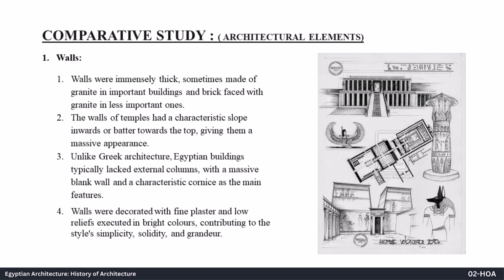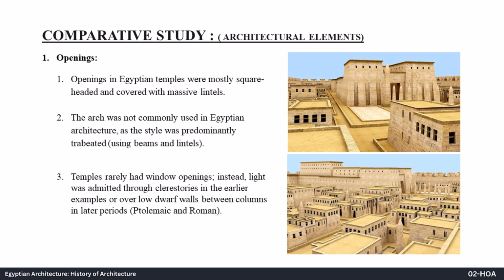Walls. Walls were immensely thick, sometimes made of granite in important buildings and brick faced with granite in less important ones. The walls of temples had a characteristic slope inwards, or batter, towards the top, giving them a massive appearance. Unlike Greek architecture, Egyptian buildings typically lacked external columns, with a massive blank wall and a characteristic cornice as the main features. Walls were decorated with fine plaster and low reliefs executed in bright colors, contributing to the style's simplicity, solidity, and grandeur.